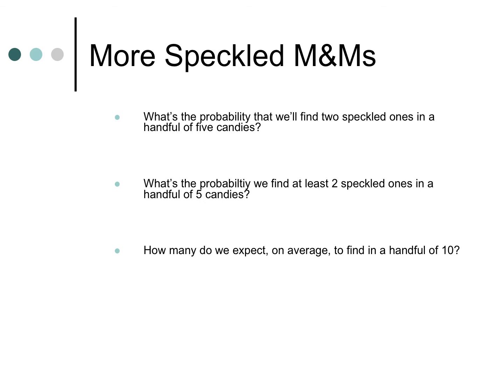Now, what's the probability that we'll find 2 speckled ones in a handful of 5? So you reach in the bag, you pull out 5 M&Ms. What's the probability that 2 of them are speckled? This is binomial, right? I have a fixed number of trials. So this is binomial, with the number of trials 5 and the probability 0.3.